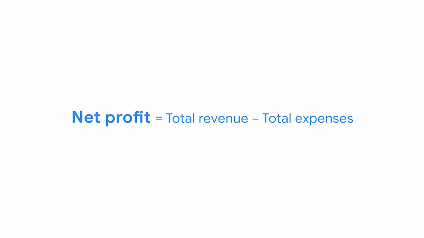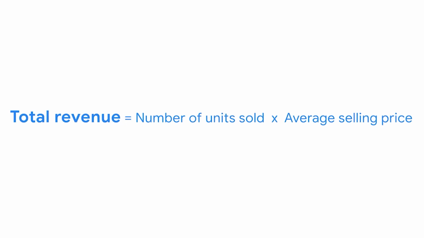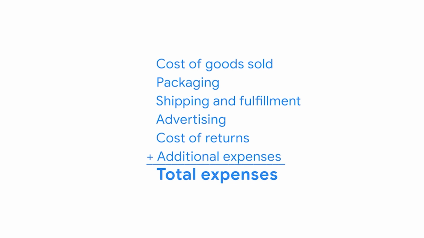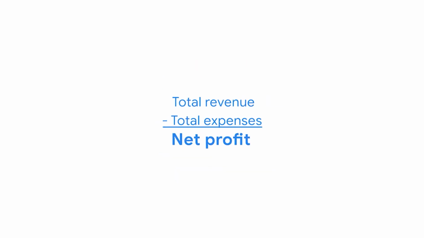You can calculate the net profit by determining the total revenue for a product and then subtracting the total expenses. The first step is to figure out the total revenue. You can do this by multiplying the number of products sold by the average selling price. The second step is to figure out the total expenses. These should include all of the costs associated with the product. For example, you'll need to include the cost of goods sold, packaging, shipping, fulfillment, advertising, return costs, and any additional expenses. The final step is to subtract the total expenses from the total revenue. The result is your net profit.